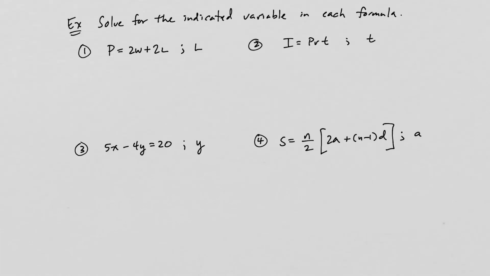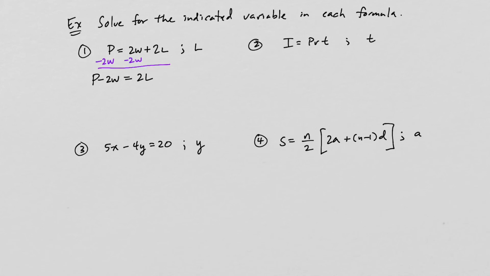So in our first example, we have the formula for the perimeter of a rectangle, and it's currently solved for the variable P. I want to solve it for the variable L. So the way we do this is very similar to solving an equation. If I want to solve for L, that means I need to get L by itself. So I'm going to subtract 2W from both sides. And that gives us P minus 2W is equal to 2L.